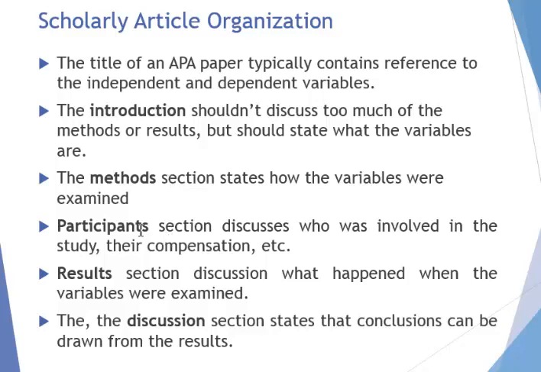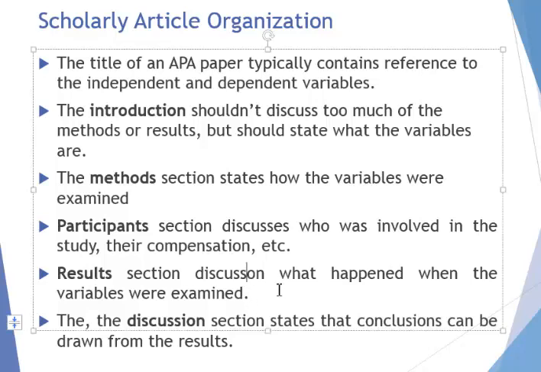Then you have the participants section. In other words, how did you get the participants? How did you choose the participants? Were they paid? Were they volunteers? Were they randomized? You have the results section, and the results section discusses what happened when the variables were examined.